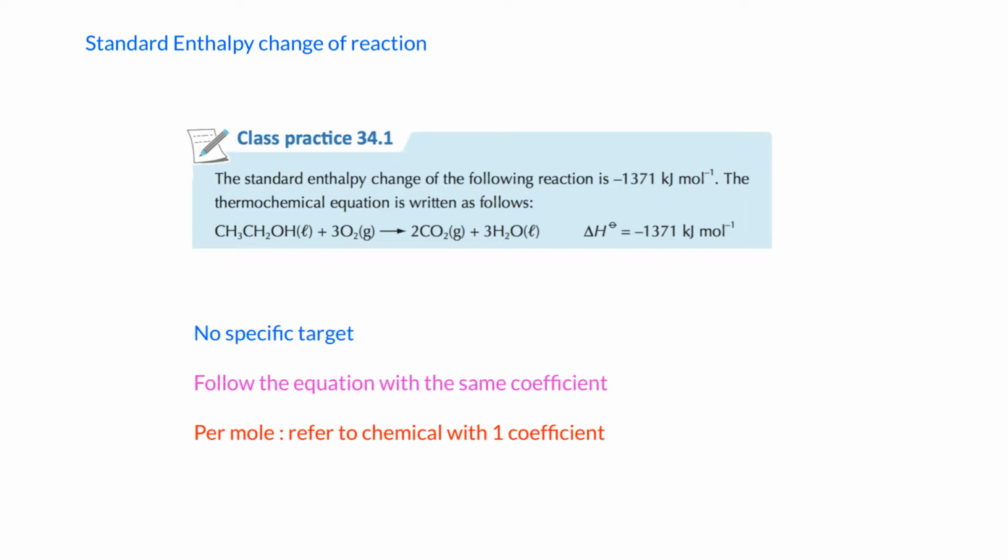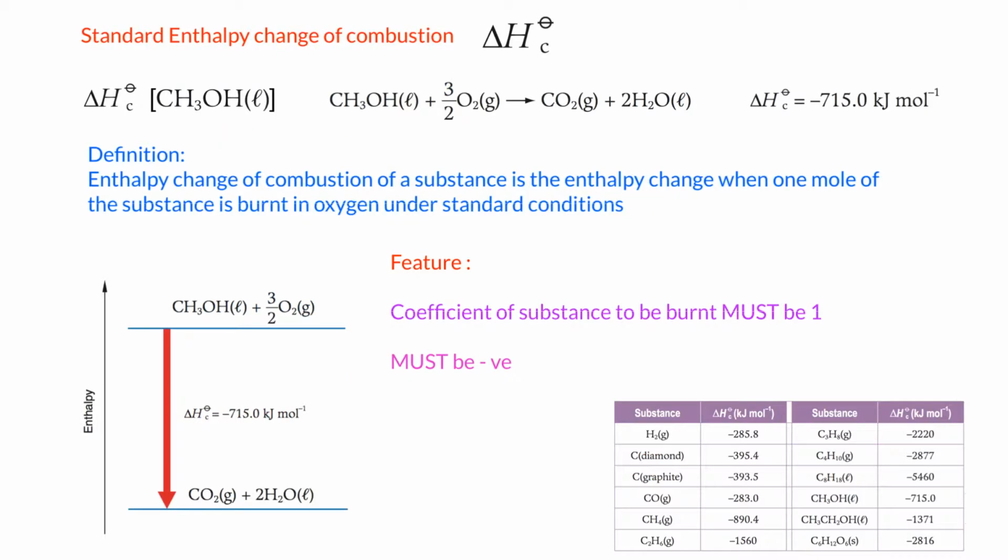But in the following, we will talk about the combustion and neutralization. Then we do have a target. So let's have a look. What is it? First of all, standard enthalpy change of combustion. When we talk about combustion, you'll see that we have a small C at the bottom right corner, and then we have a delta here. Delta means change. We are just identifying what these symbols mean.